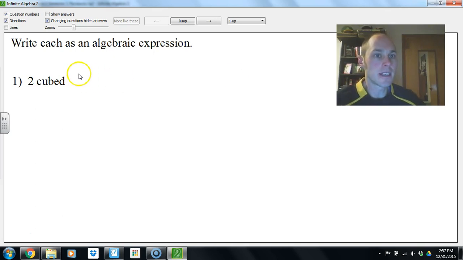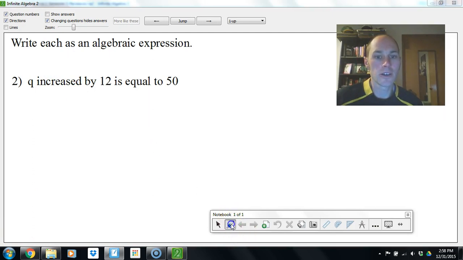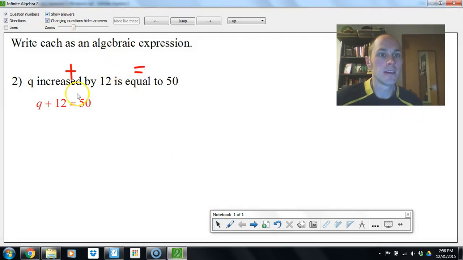So write each problem as an algebraic expression. 2 cubed, we know 2 is the base, 3 is the exponent. Q increased by 12 is equal to 50. So my clue word here is increased by. That means I'm adding, and equal to. So Q increased by 12 is equal to 50. Should look like that.